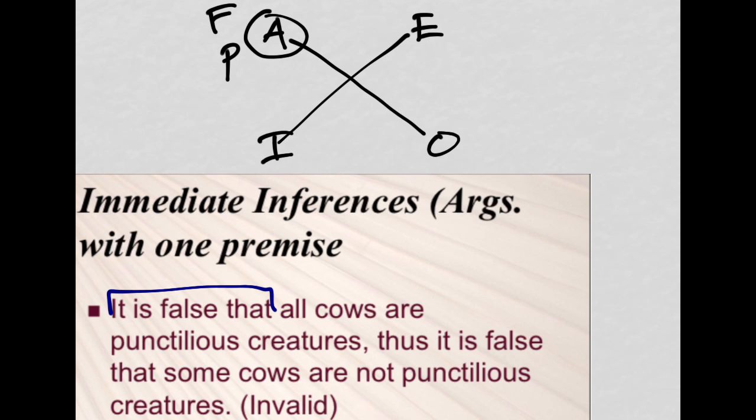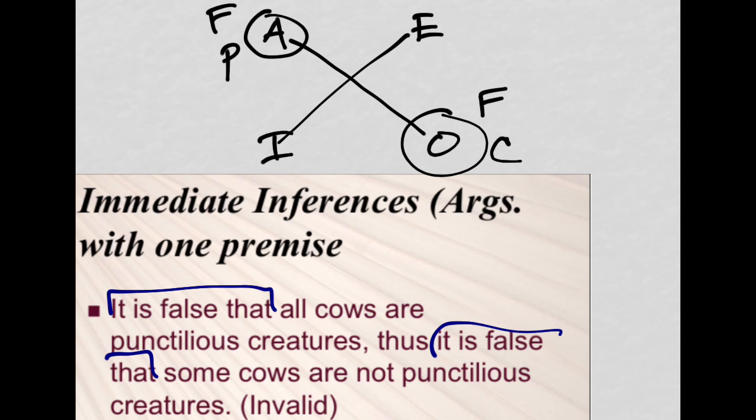Now, we go to the conclusion. Oh, we have another it is false that. So once again, we sort of sequester that, leave that off to the side. And so we're going to indicate on our square of opposition the conclusion. Some cows are not punctilious creatures. Is that an A, E, I, or O? Some are not is an O statement. And so that is our conclusion. And again, it is being asserted as false.